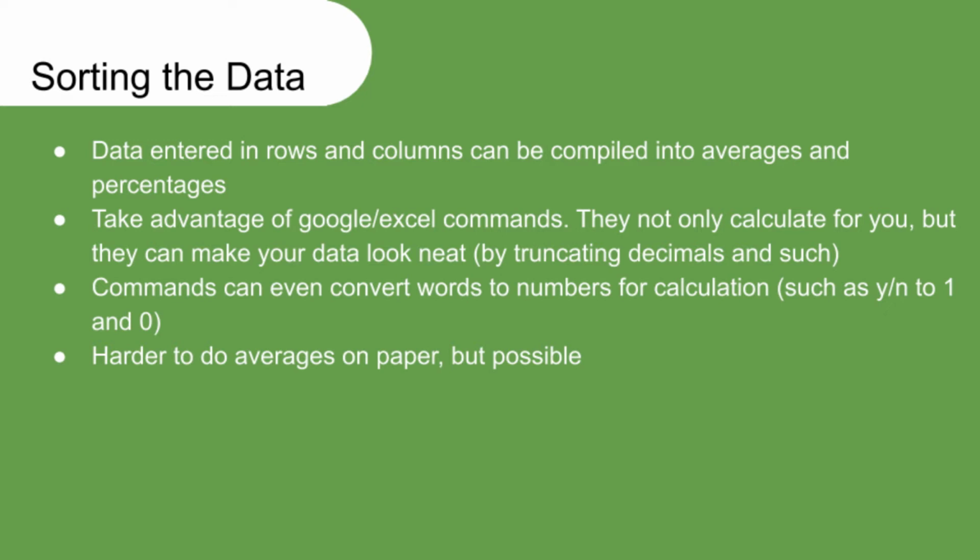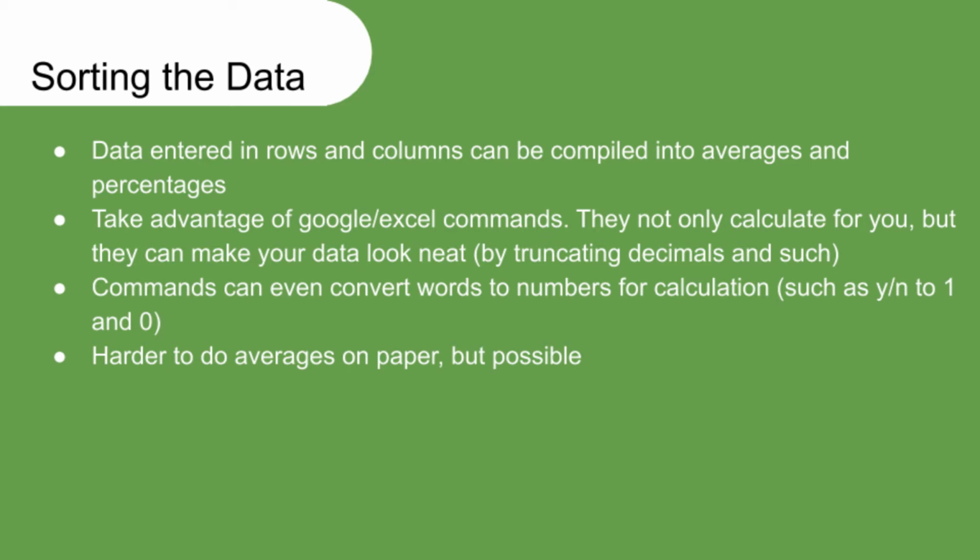And they not only calculate it for you, but they can make your data look neat, maybe by truncating a decimal on an average. Commands can even convert words to numbers for calculation, such as Y or N for yes and no. Maybe it's like, did they leave the HAB platform? Deep space example. Did they leave the HAB platform in Sandstorm? Yes or no? 1 or 0. That can become an average or a percentage.